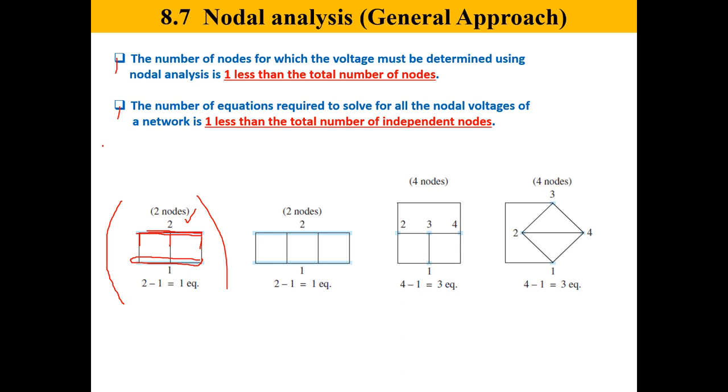With the nodal analysis method, you will apply some steps, and by the end you will have some equations. How many equations will I have? The number of equations is 1 less than the total number of independent nodes. For example, in this figure I have 2 nodes, so my equations by the end will be 2 minus 1, so 1 less than the number of independent nodes.